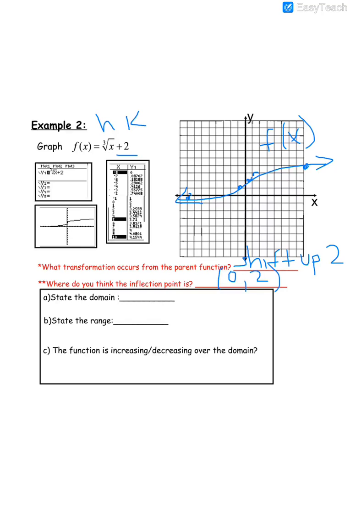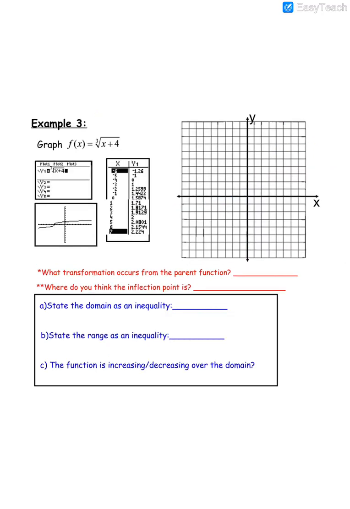All right, domain. Negative infinity is less than x, which is less than infinity. Goes on and on. Same thing with the range. Negative infinity is less than y, which is less than infinity. Is the function increasing or decreasing over the domain? Still increasing. All right, let's move on to the third example.